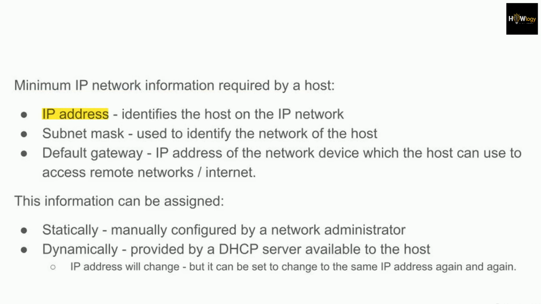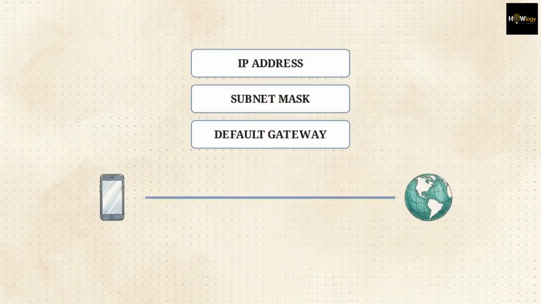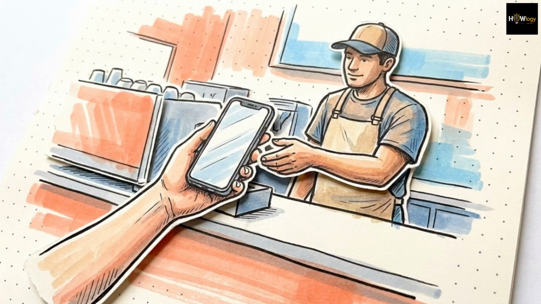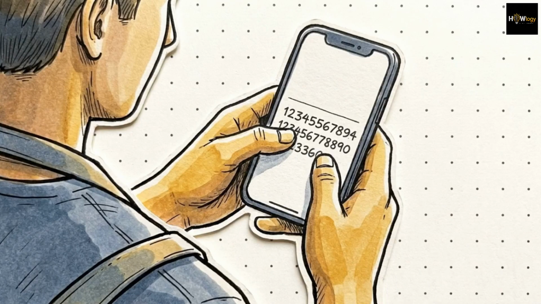address to identify the device, a subnet mask to define the specific network, and a default gateway to grant access to the wider internet. Without those 3 exact configurations perfectly aligned, your phone is effectively invisible and completely cut off from the web. Imagine a scenario where, instead of an automatic connection, the barista has to take your phone and manually type in a unique string of numbers just so you can check your email.